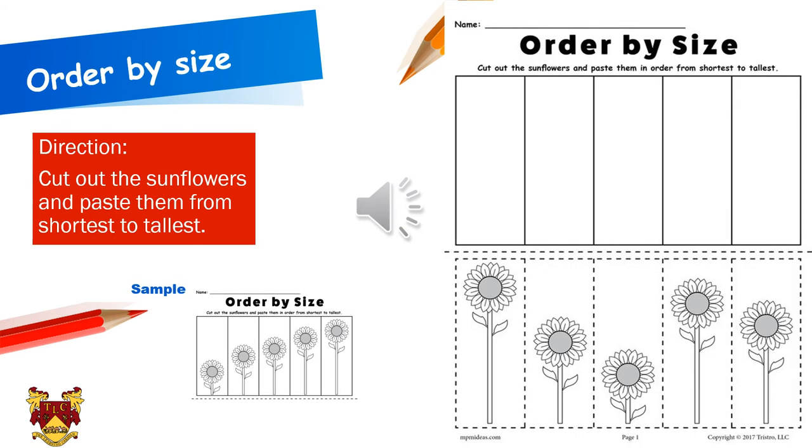My dear students, in this page, you will learn how to put pictures or objects in correct order. So what do you see on this page? Yes, sunflowers. You can see different sizes of sunflowers. First, I want you to color the flowers and then cut and paste them in order from shortest to the tallest, as it is shown in the sample.